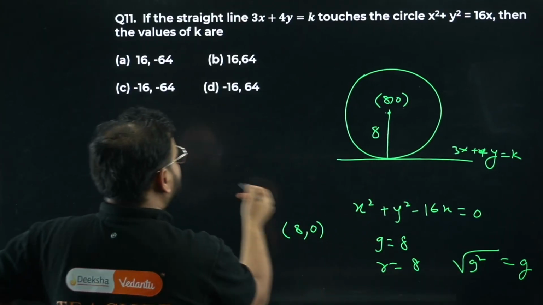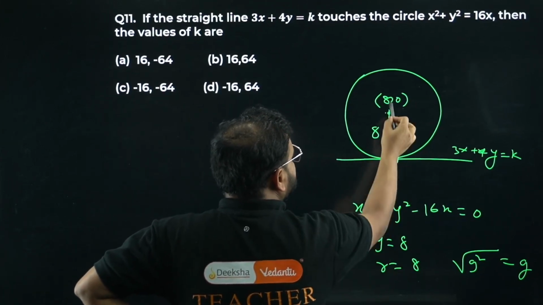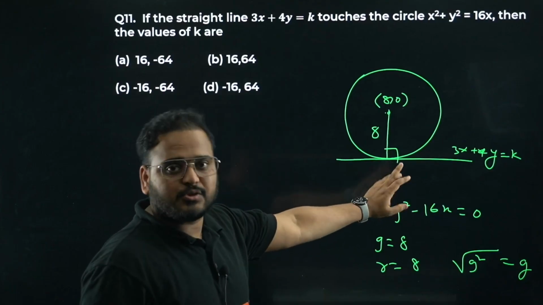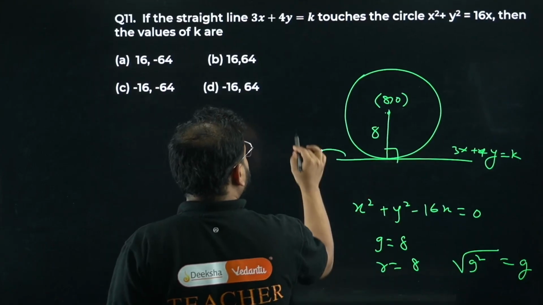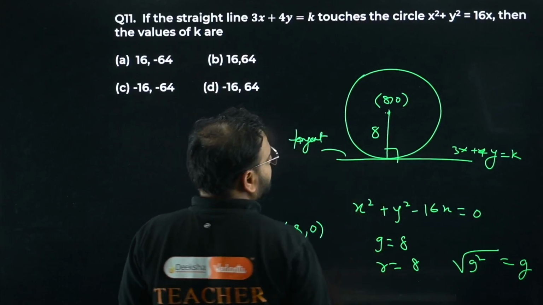I can use the distance formula, right? The perpendicular from this point to this line, they are perpendicular, right? This is a radius and this is the tangent. Touches, right? It means one point of contact. So tangent. Tangent property is there, perpendicular. Okay, so apply this condition.